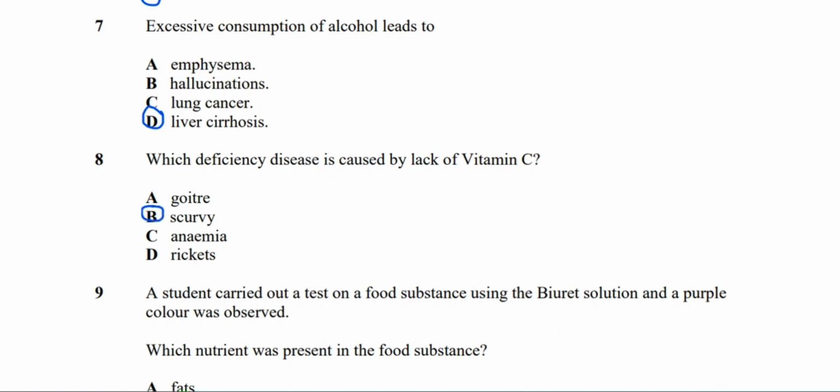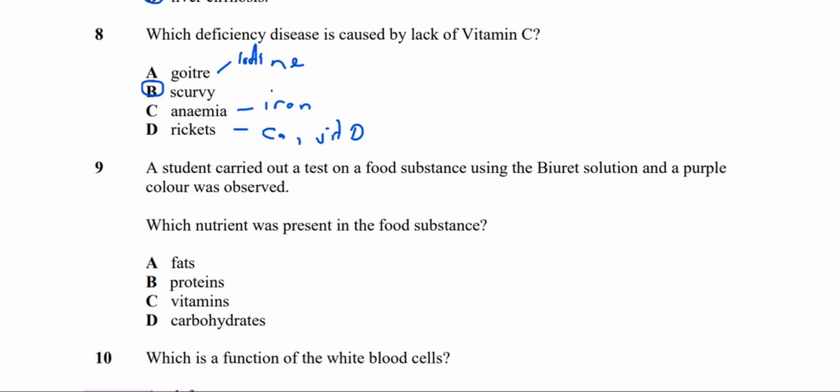Question 8. Which deficiency disease is caused by lack of vitamin C? Vitamin C deficiency causes scurvy. Goiter is caused by lack of iodine. Anemia is caused by lack of iron. And rickets is caused by lack of calcium and vitamin D.